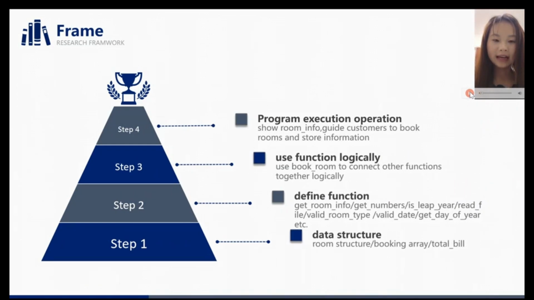There are 4 steps. Step 1. Data structure, room structure, booking, arrive, hotel bill. Step 2. Define function. Step 3. Use function logically. Step 4. Program execution operation.